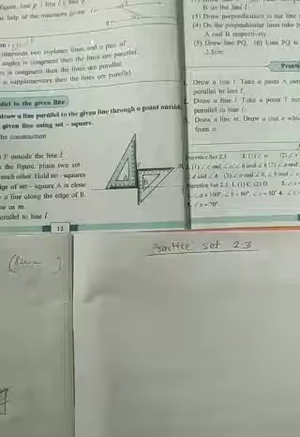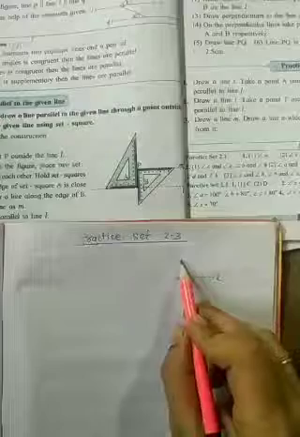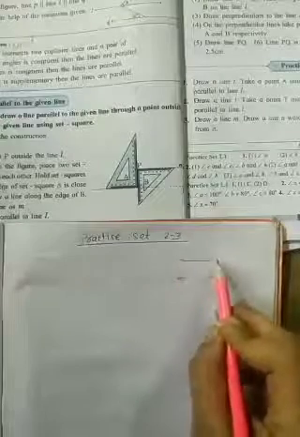This is a construction part. Here you have to construct a parallel line to the line given to you. Suppose a line L is given, then you have to draw a parallel line to L, like this. In this way you have to construct a parallel line to the given line.